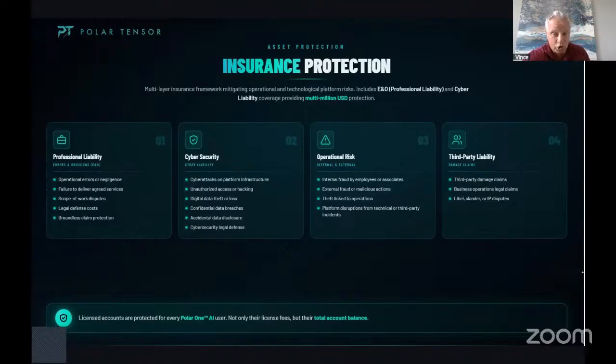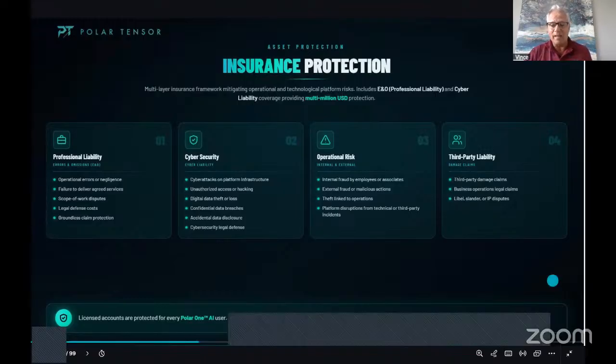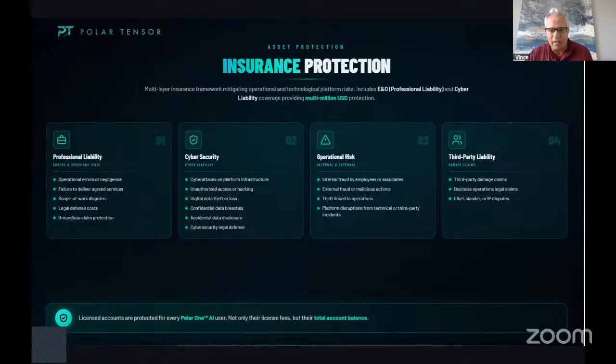This insurance protection program, this asset protection, protects, if you see at the bottom, licensed accounts for every Polar One AI user, not only their license fees, but their total account. So your total account balance is actually protected from professional liability, cybersecurity, operational risk, and third-party liability. Not protected from the ups and downs of the market. It's protected from any nefarious activity.